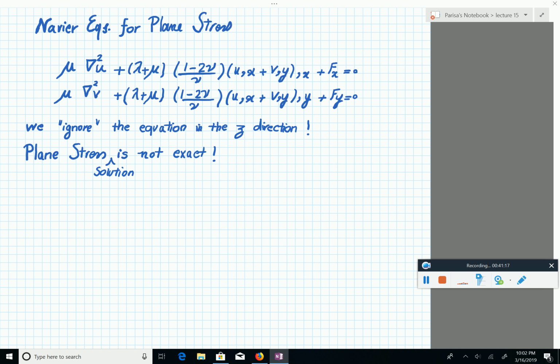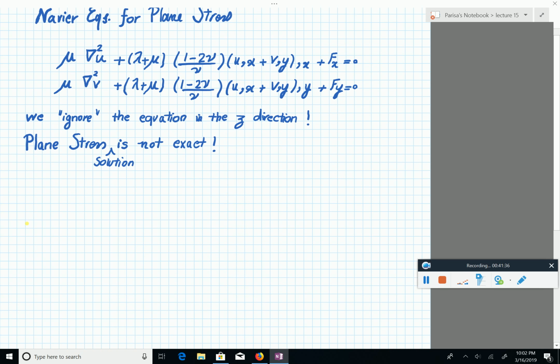So I just write this down here because this is important. The assumption that we are making is that the variations in the field variables in the z direction are so small that we can neglect them. So we just neglect them and we move on.